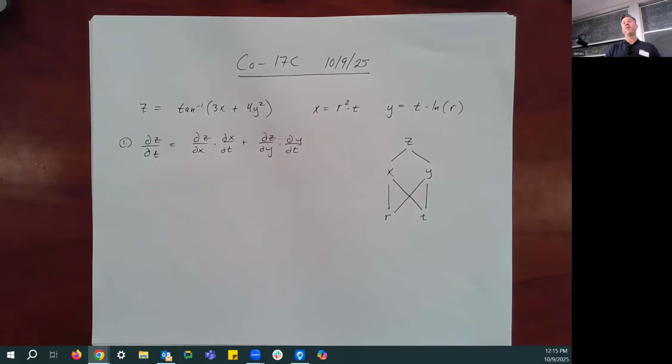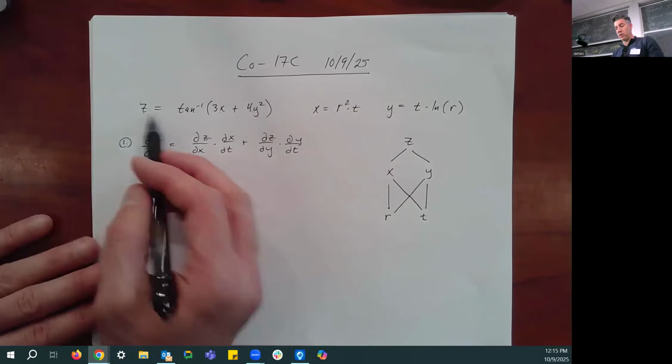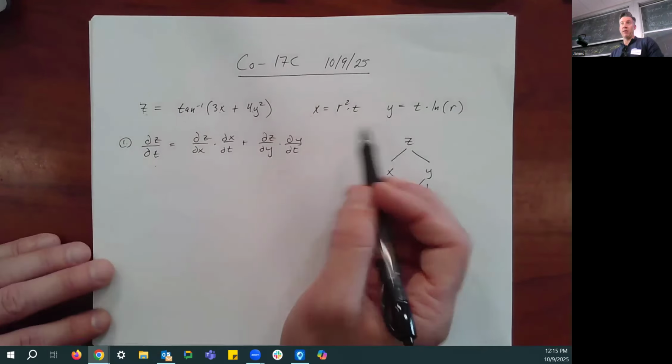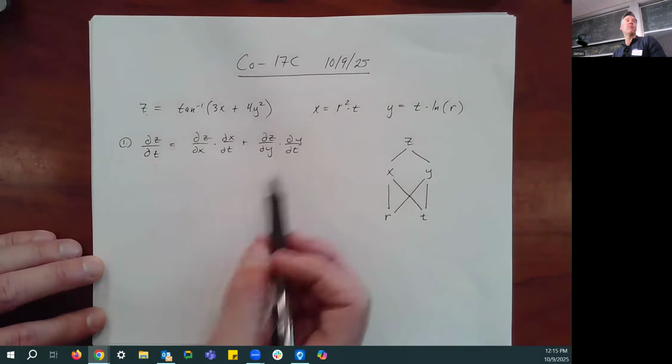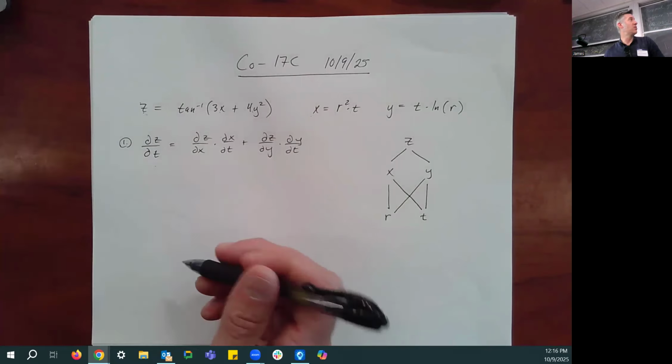In this problem, everything I'm talking about is actually a partial derivative because at every level, the next level down, things depend on more than one variable, right? Z depends on two different variables. X and Y each depend on two different variables. So all of these are correctly partial derivatives. And now we just do the whole thing.